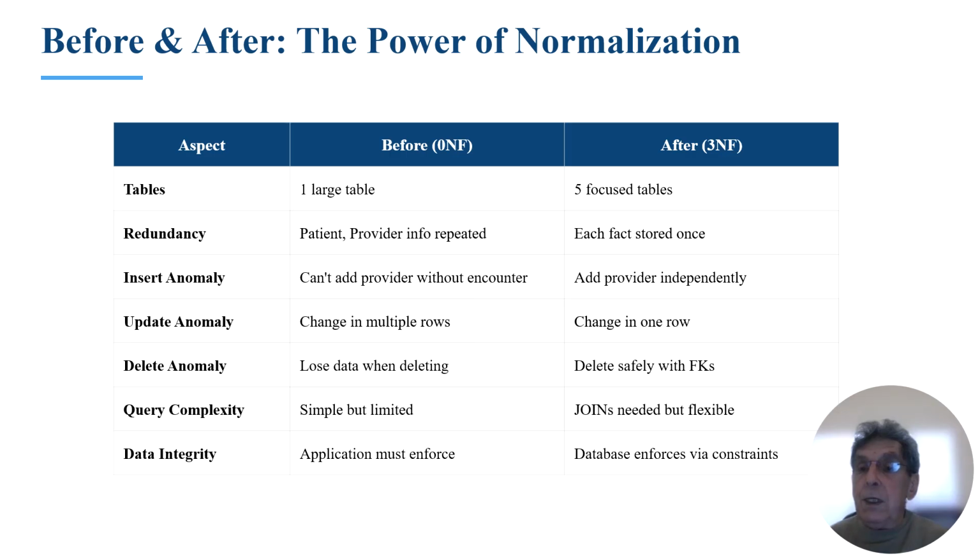The trade-off is complexity. You have more tables, more relationships, and queries require joins, but this complexity is managed, structured complexity. The alternative, unmanaged chaos, in a denormalized table is far worse for maintenance. In healthcare systems that must maintain data for years or decades, this maintainability is essential.